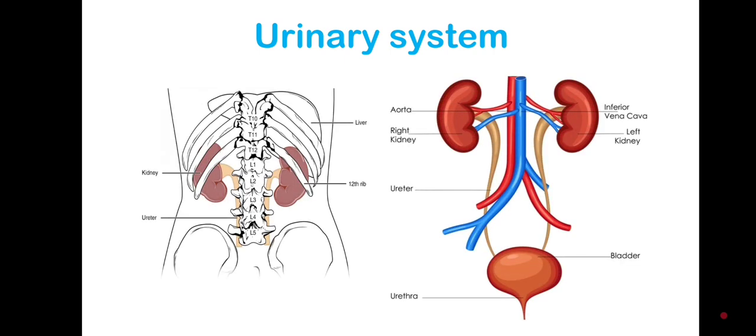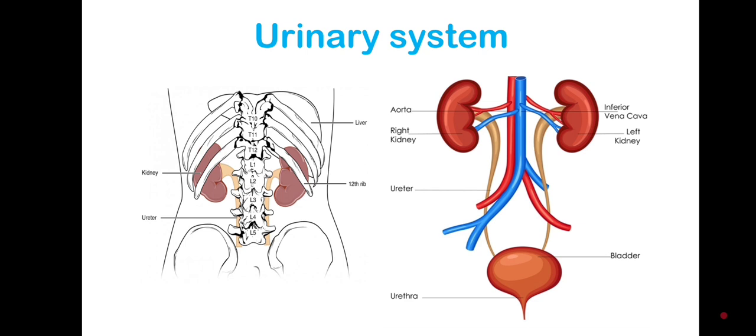The urinary system is also called the renal system. It is responsible for filtering the blood, removing waste products, maintaining body fluids, and maintaining electrolyte balance. It consists of several organs that work together to produce, store, and eliminate urine.